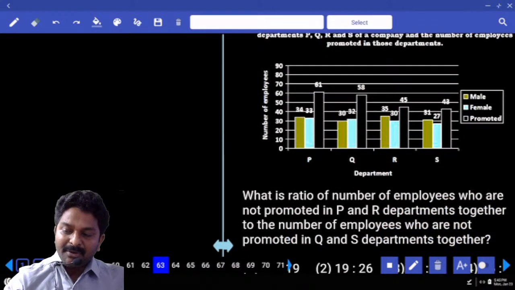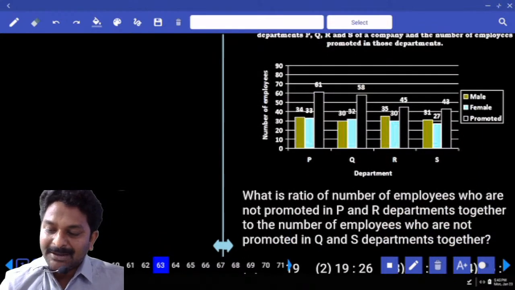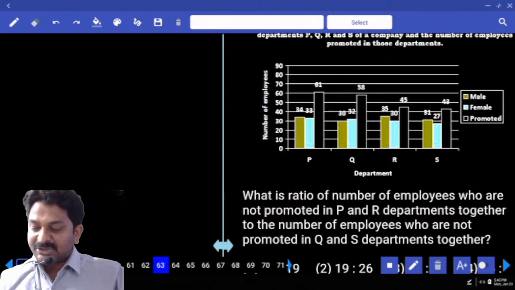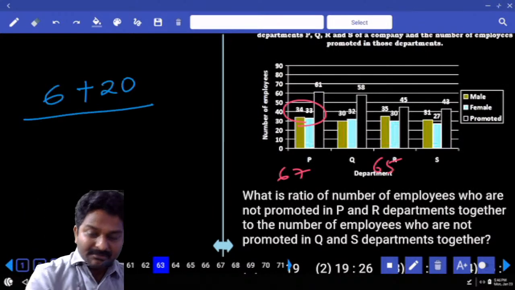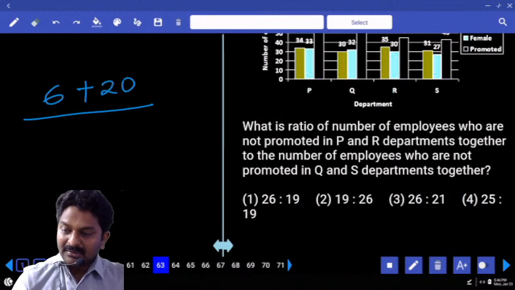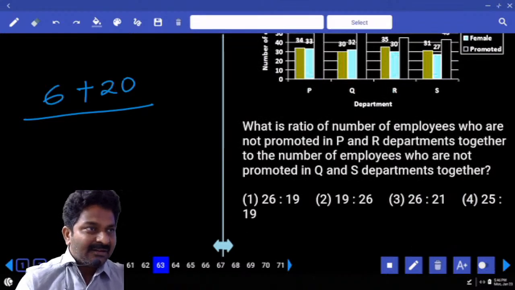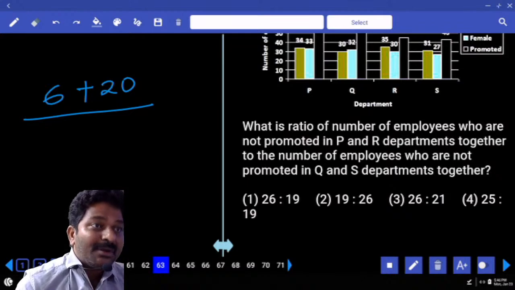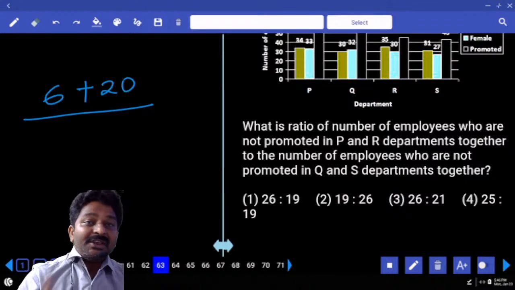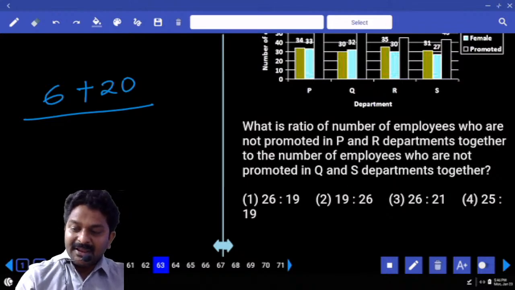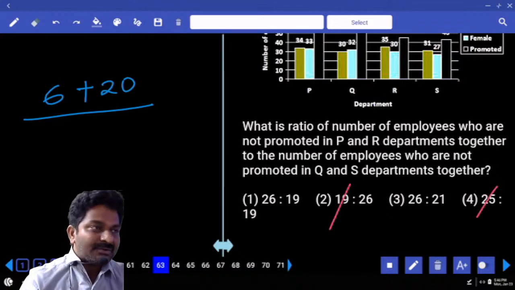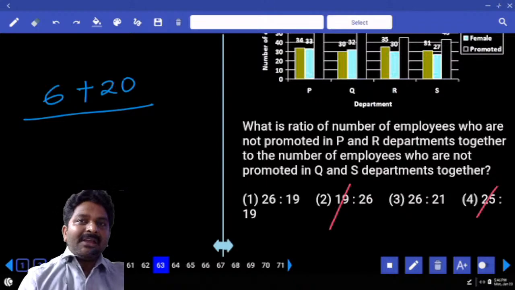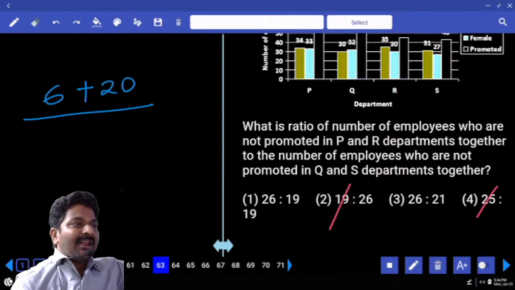What is the ratio of number of employees who are not promoted in P and R departments? Sum of these two numbers. Two options are there. Understood? I am not calculating the denominator. So far you know the numerator is 26. So in your answer, either you should get 26 or a factor of 26. 19 is not a factor, 25 is not a factor. Two options are there. Like that, if you can eliminate 3 options, you need not even calculate the denominator.